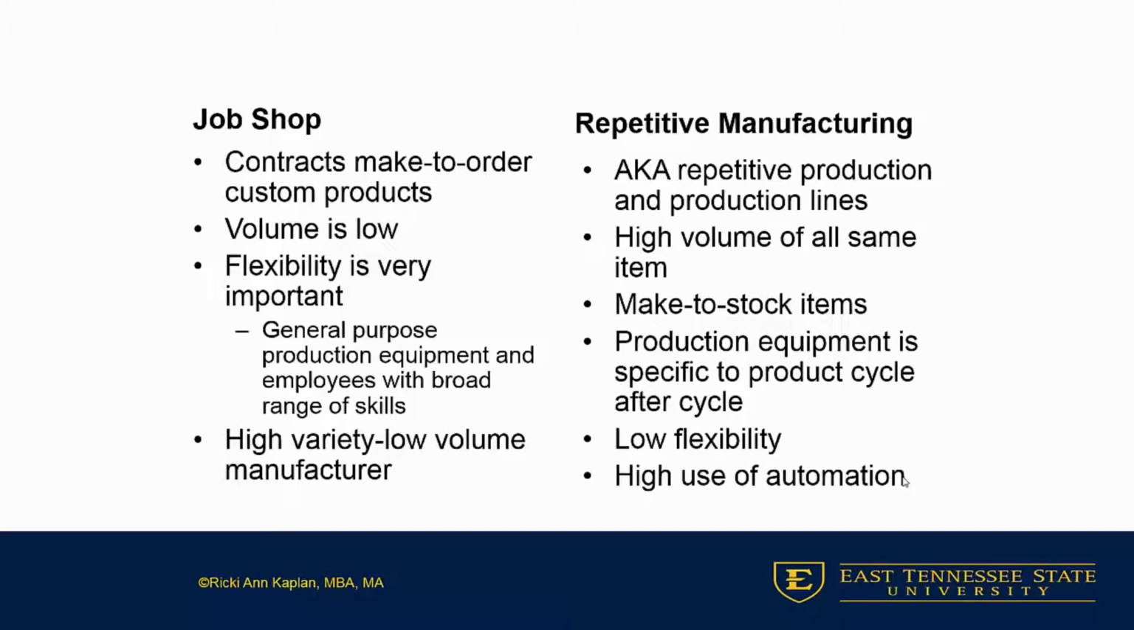Compare this to repetitive manufacturing, also known as a production line or repetitive production. You're making a high volume of exactly the same item. The production equipment is very specific and it's going to do cycle after cycle after cycle of the same product. Therefore, there's very little flexibility needed and they're able to use a higher amount of automation because it is repetitive, doing the same thing over and over again.